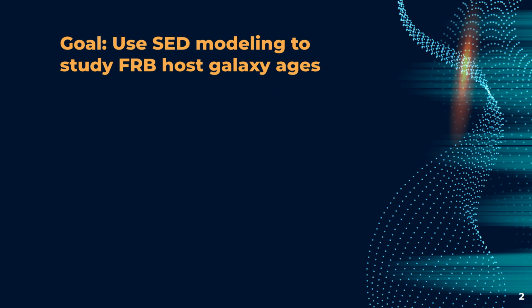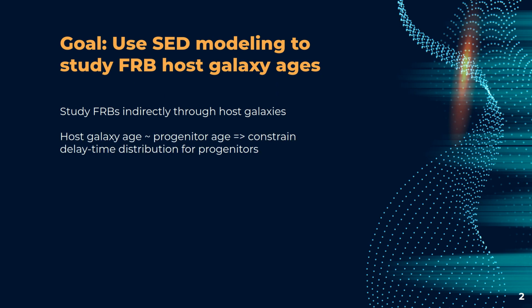As FRBs have only been detected in the radio so far, we don't have much to go on with studying them. However, we can study FRBs indirectly through their host galaxies. We can use the age of the host as a proxy for the age of the progenitor, and then use that progenitor age to constrain the delay time distribution. This is the time between when the progenitor was born and when the FRB event occurred.